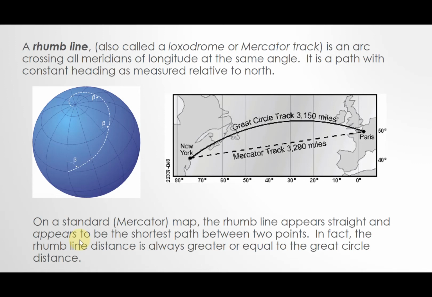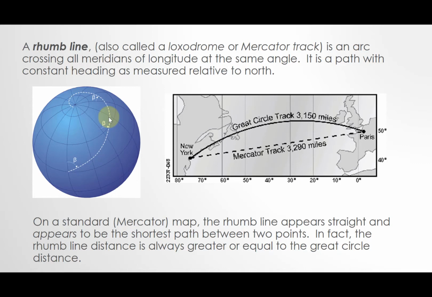And a rhumb line, also called a loxodrome or Mercator track, is an arc crossing all meridians of longitude at the same angle. That would be the angle beta in the drawing here. So each time we cross a meridian, a line of longitude, it's the same angle. The rhumb line is a path with a constant heading as measured relative to north.